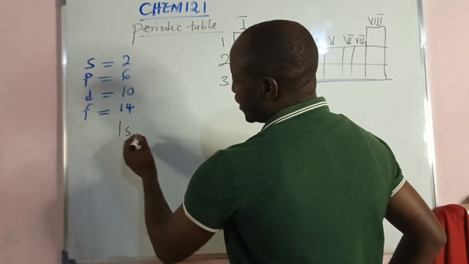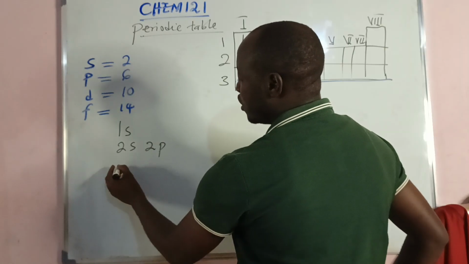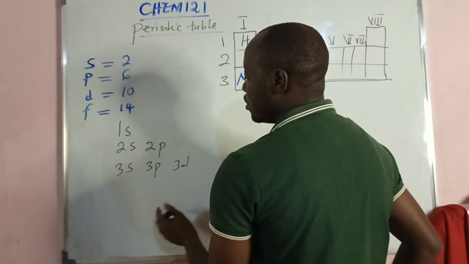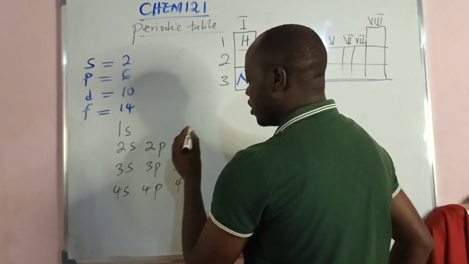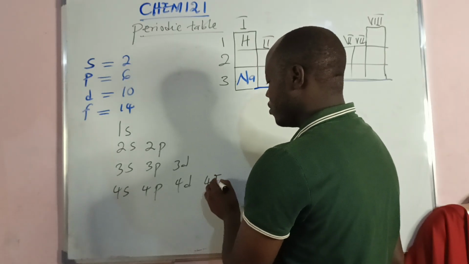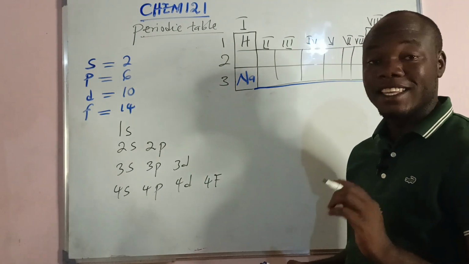You start with 1s here, then you have 2s, 2p here. Then here we have 3s, we have 3p, and then we have 3d. Then we have 4s, we have 4p, and then here we have 4d. And then we have 4f. I usually do this so that students can easily get it.